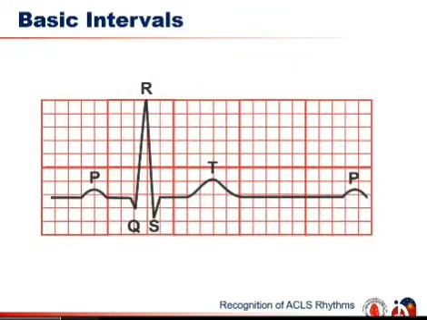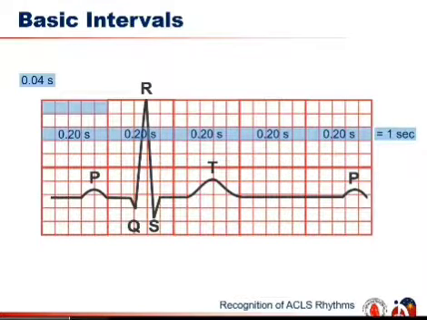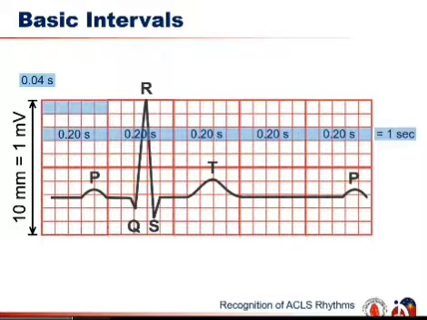The following shows us a normal PQRST sequence on the ECG at a standard paper speed of 25 millimeters per second. Each small box represents 0.04 seconds, and 5 small boxes sum up to 0.2 seconds. That's equivalent to 1 big box. 5 big boxes therefore would sum up to 1 second. Vertically, 2 big boxes or 10 small boxes are equivalent to 1 millivolt. That makes 1 small box equivalent to 0.1 millivolt.